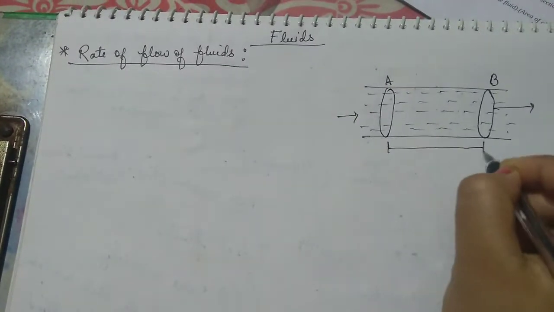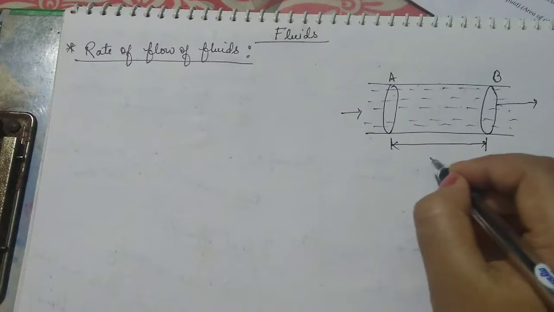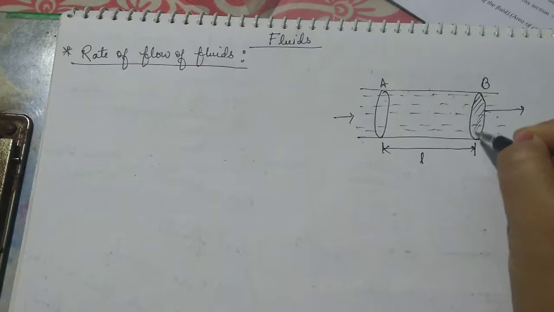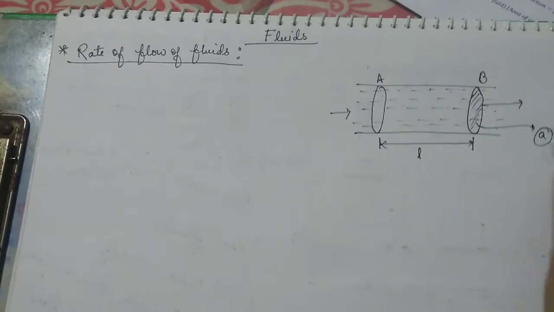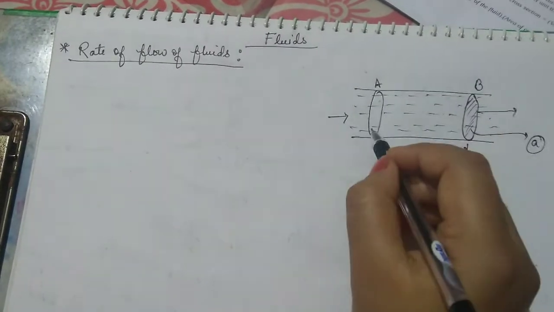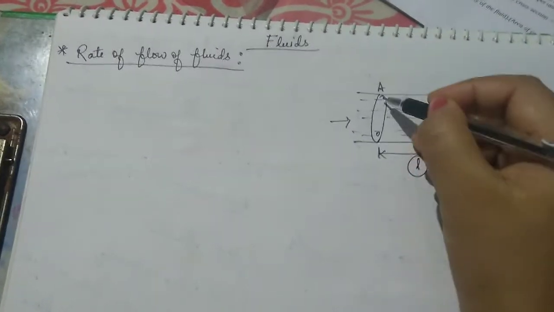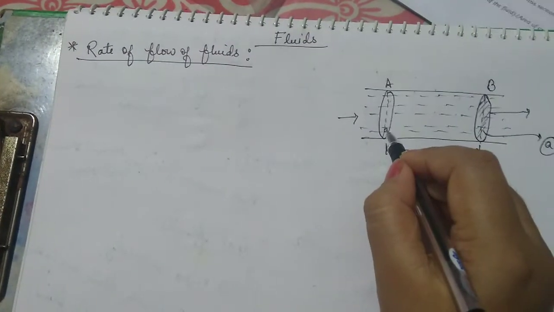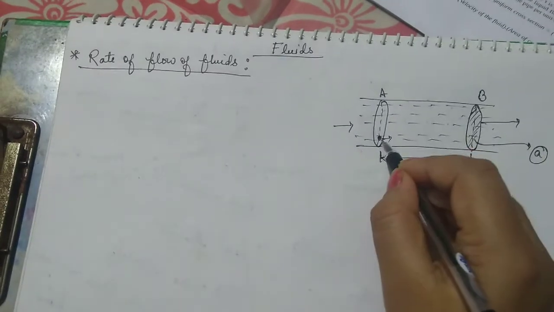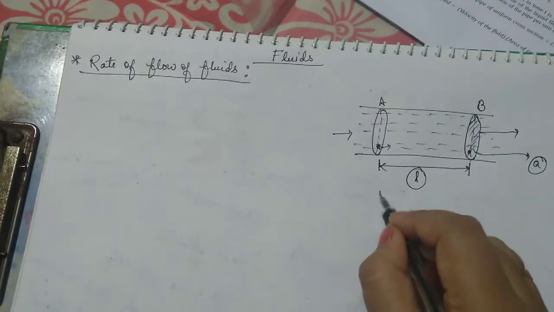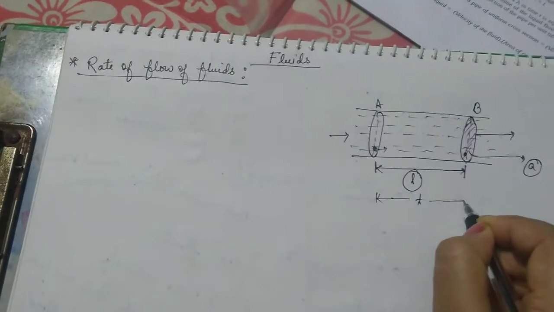Suppose that the distance between section A and B is equal to, say, small l. And this particular area of cross section is equal to small a. And this is small l. Suppose there is a liquid molecule which has reached section A, and this is section B. The liquid molecule will take time small t to reach here.